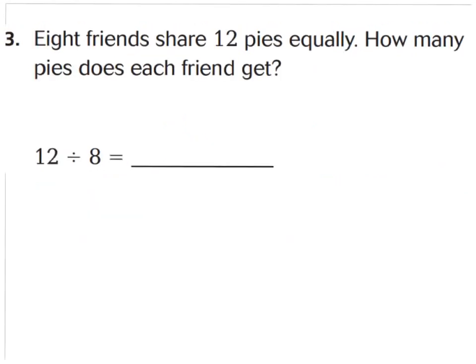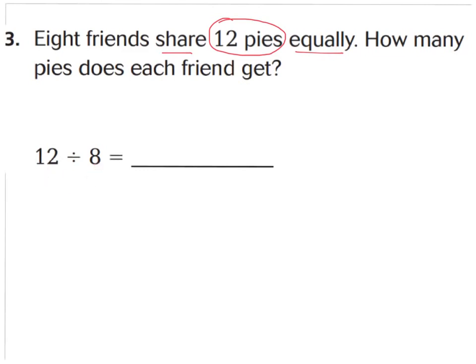Now for question number 3, it says 8 friends share 12 pies equally. I see share and equally. Now they're sharing 12 pies, so that's what you're dividing. That's our dividend. So our equation will be 12, which is how many pies, we're sharing them or dividing them equally among 8 people. So that's where our equation is 12 divided by 8.